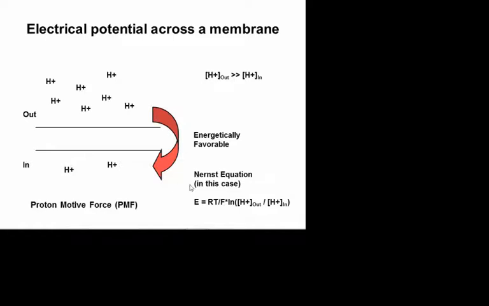Now, before thinking about the Nernst equation, why is this energetically favorable? If you think about delta G, which of the two parts of Gibbs free energy is being changed here? Delta H or T delta S? Enthalpy or entropy?